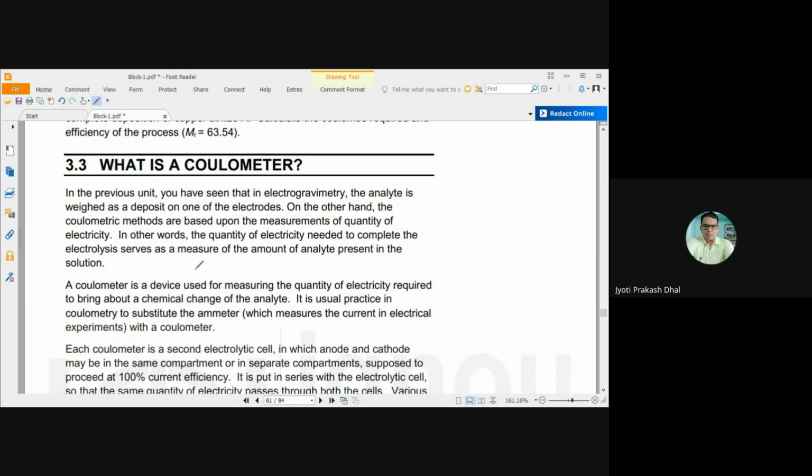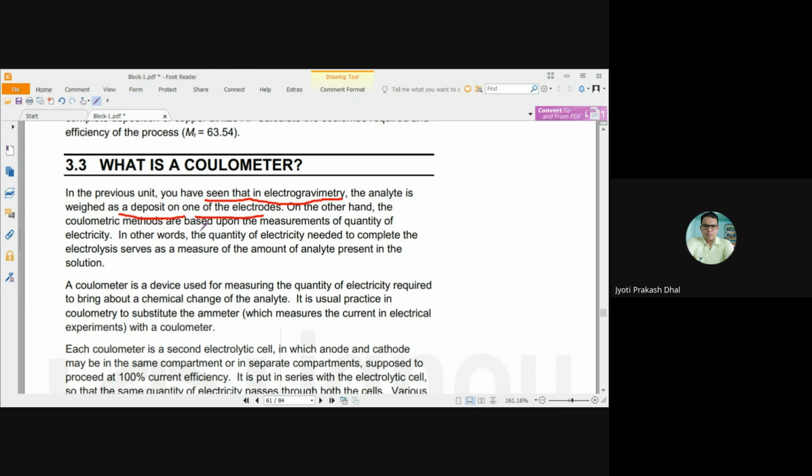In the previous unit, you have seen that in electrogravimetry the analyte is weighed as a deposit on one of the two electrodes. On the other hand, the coulometric methods are based upon the measurement of the quantity of electricity.